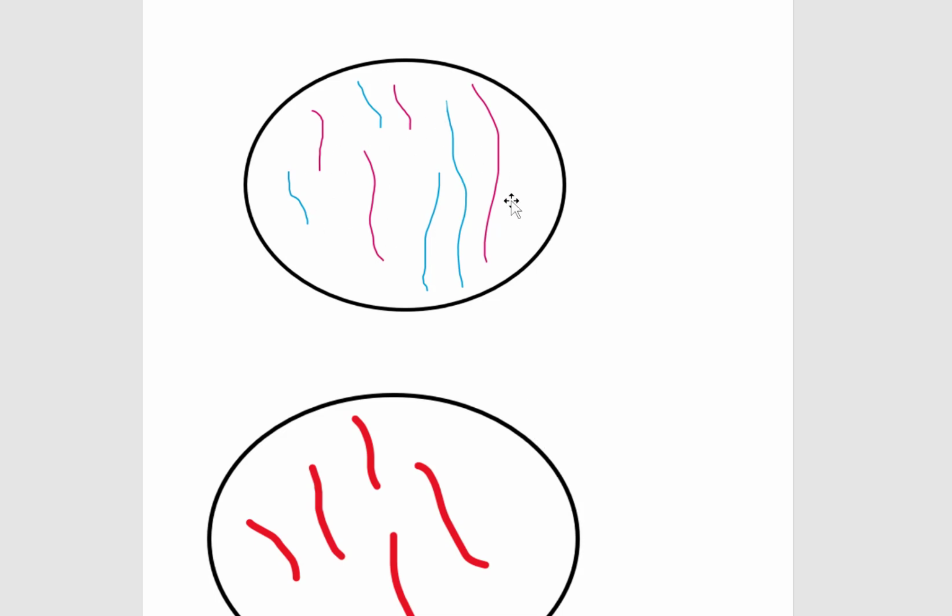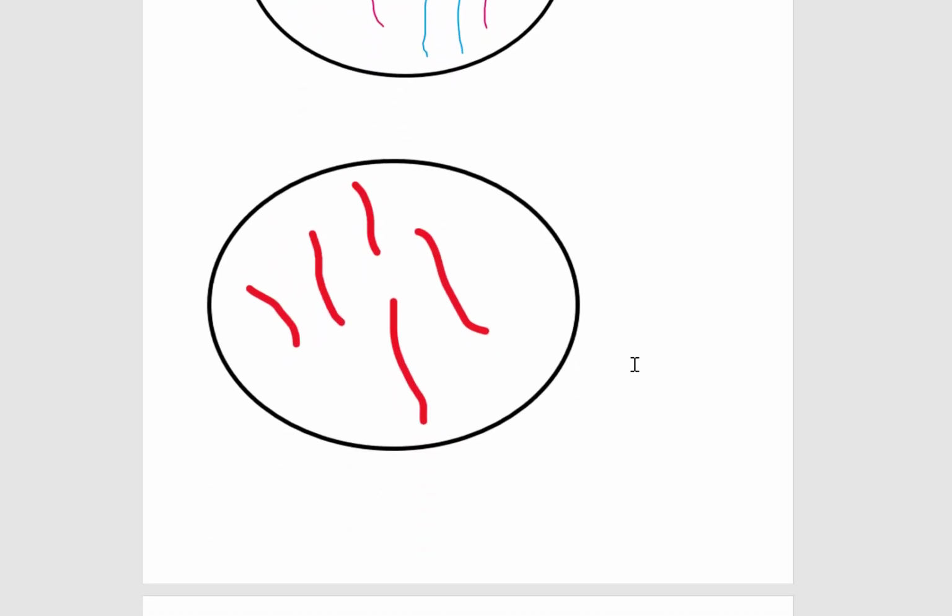Are these chromosomes duplicated or unduplicated? In this cell, the chromosomes are unduplicated. We don't have sister chromatids, so that means that these chromosomes are not duplicated. All right, let's look at this cell.